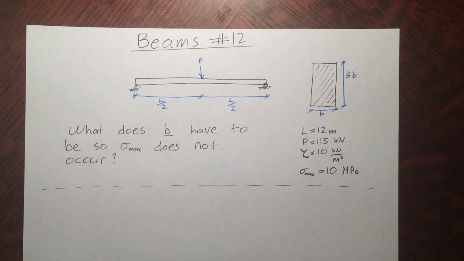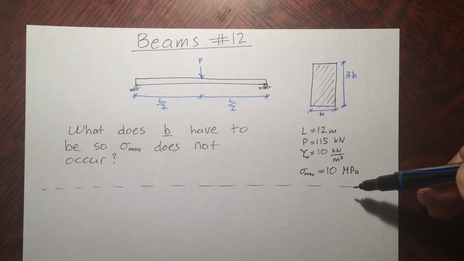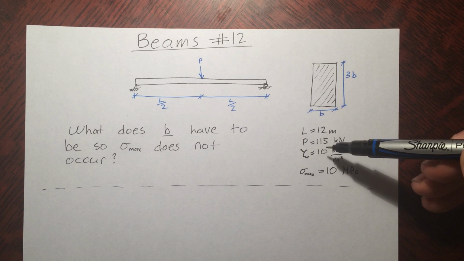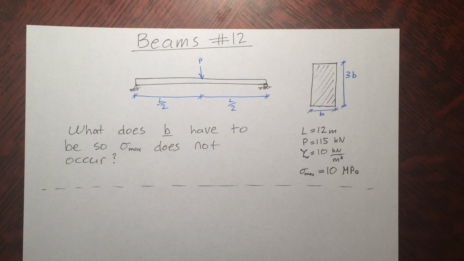In this video I'm going to be finding what B has to be if we have all these conditions here: a load, a self-weight, and a maximum stress in this material. If you want to know something else about beams or want to see some sort of other example, feel free to check out any of my other beam videos.